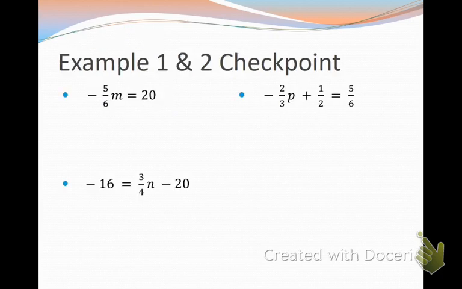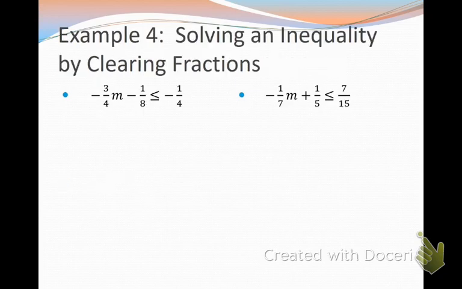Okay, now example 4. Compared to example 3, you may find example 4 to be a little easier. Solving an inequality by clearing fractions. The good news is we're only going to do one of these, but the other good news is that we solve it using the same strategy that we use to clear fractions with an equation. We need to find the LCD and then clear each one of the fractions using the LCD. All right, so go ahead and try to do that.